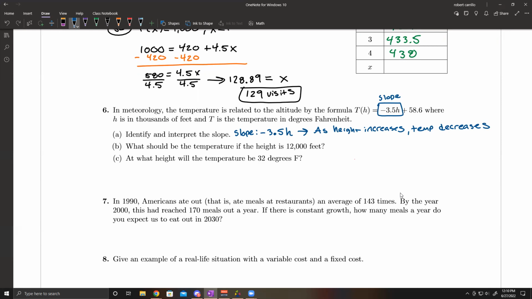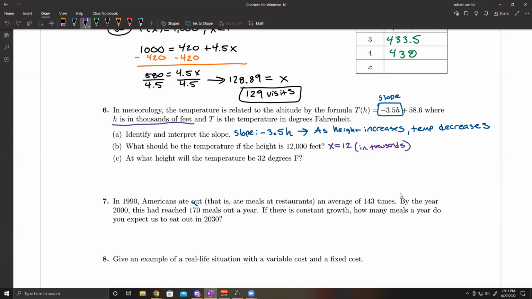Now for B, it says, what should the temperature be if the height is 12,000 feet? So what we want to do here, they're giving us the input. They're saying plug in 12,000 and find the temperature. Something to note here is that H is in thousands of feet already. So for B, they're telling us that it is 12,000, but since H is already in those units, all we have to do is plug in 12 because it's already in thousands.